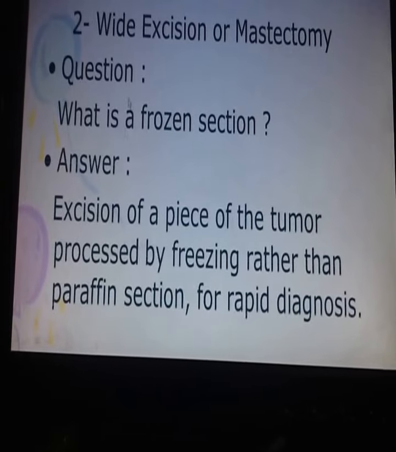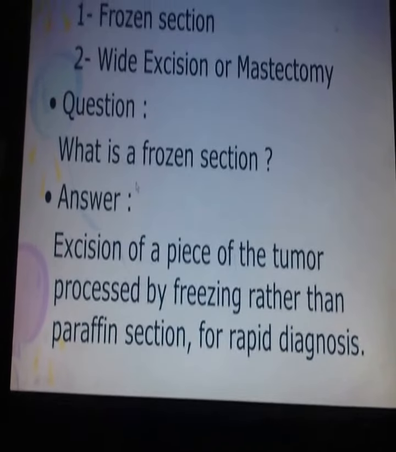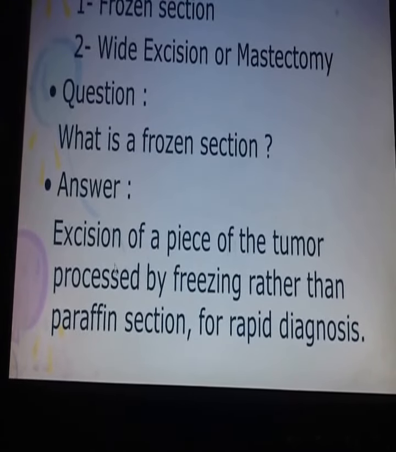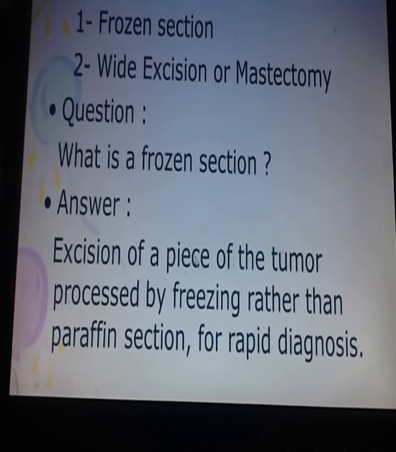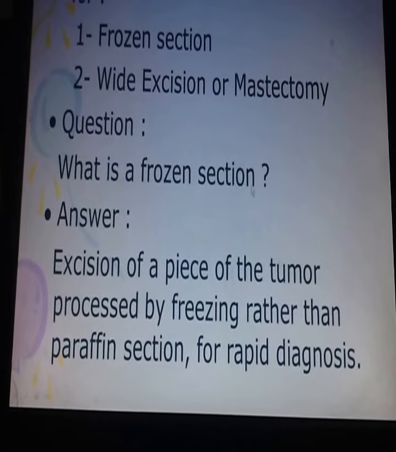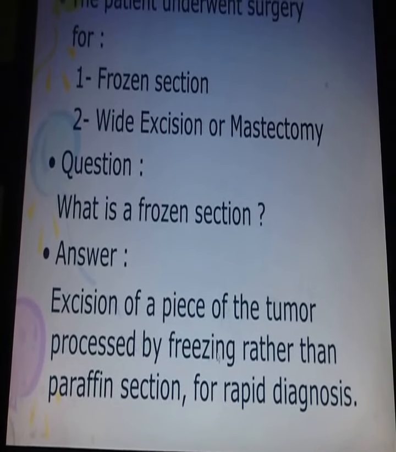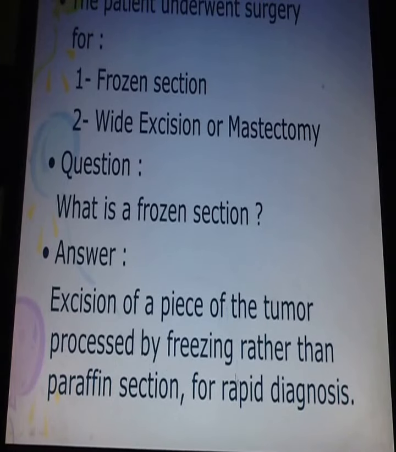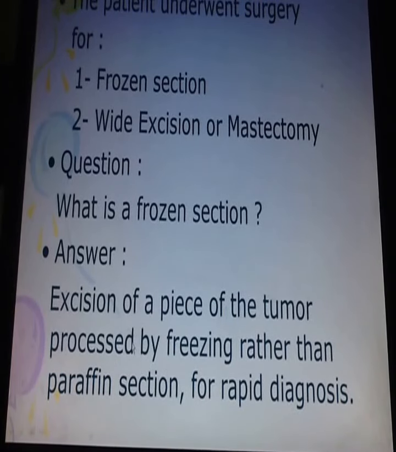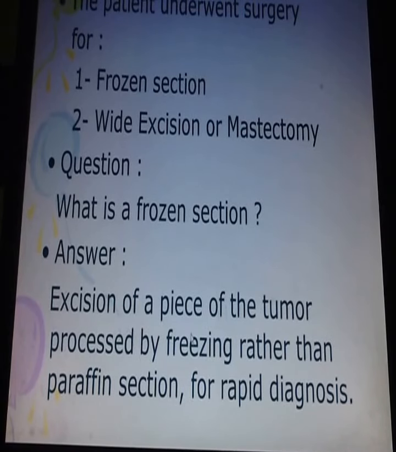A frozen section is a test done by the surgeon while the patient is in the operation room. He takes a piece of the tumor and sends it to the pathology lab. And in the pathology department, they freeze the tissue. They process the tissue by freezing rather than putting it in paraffin sections, because that takes a longer time. We cut a small slice, put it on a slide, and examine it under the microscope.